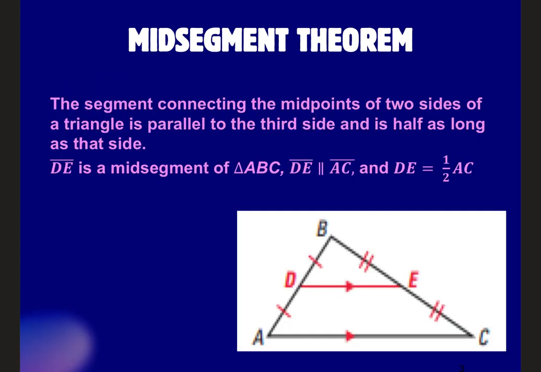The midsegment theorem says the segment containing the midpoints of two sides of the triangle, or the midsegment, is parallel to the third side and half as long as that side. So because DE is the midsegment, it's parallel to AC and it's half its length. So we can say DE equals 1/2 AC, or we can say AC equals 2 times DE.